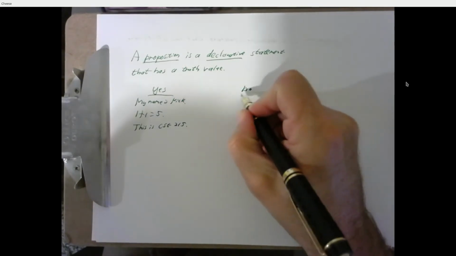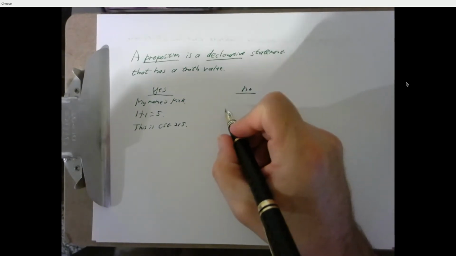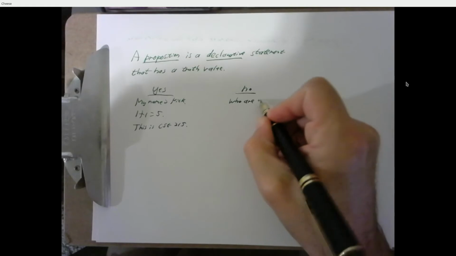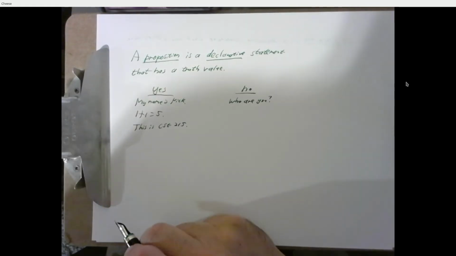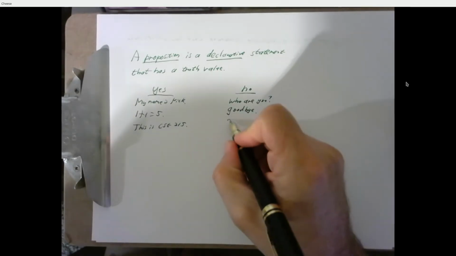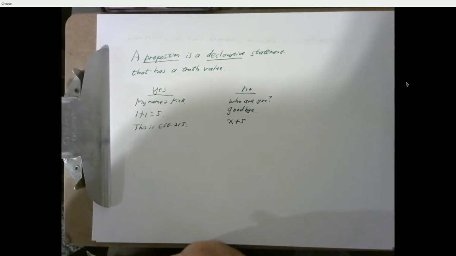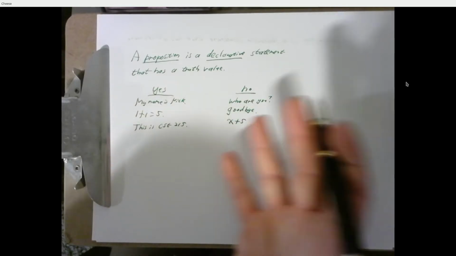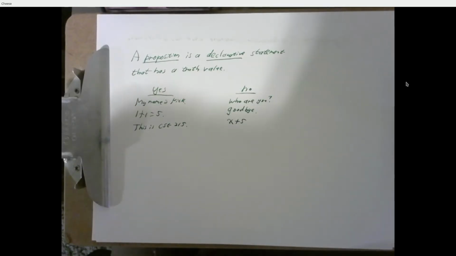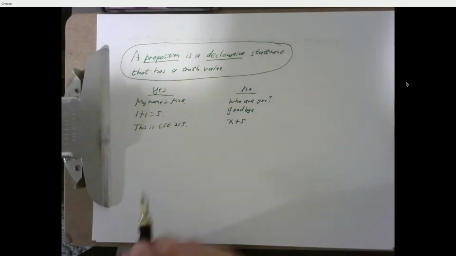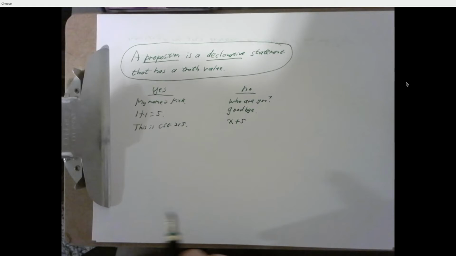Okay, things that are not propositions. Who are you? That's not a declaration. Goodbye. That's not a declaration. X plus 5. That is not a declaration. These are not things that are making statements, right? These are other kinds of sentences in English. So we always want to come back to this definition and make sure that when we're doing something with propositional logic and we intend to be writing propositions, what we're actually writing is a declarative statement that has a truth value.